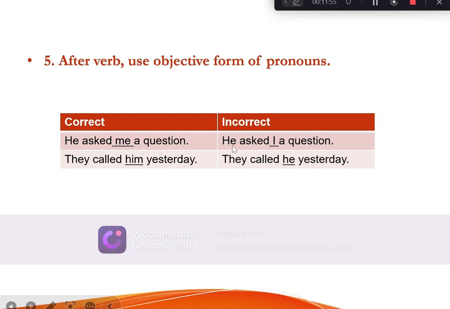He asked I a question. I is the subjective form of pronoun used after verb, therefore this structure of the sentence is said to be incorrect.